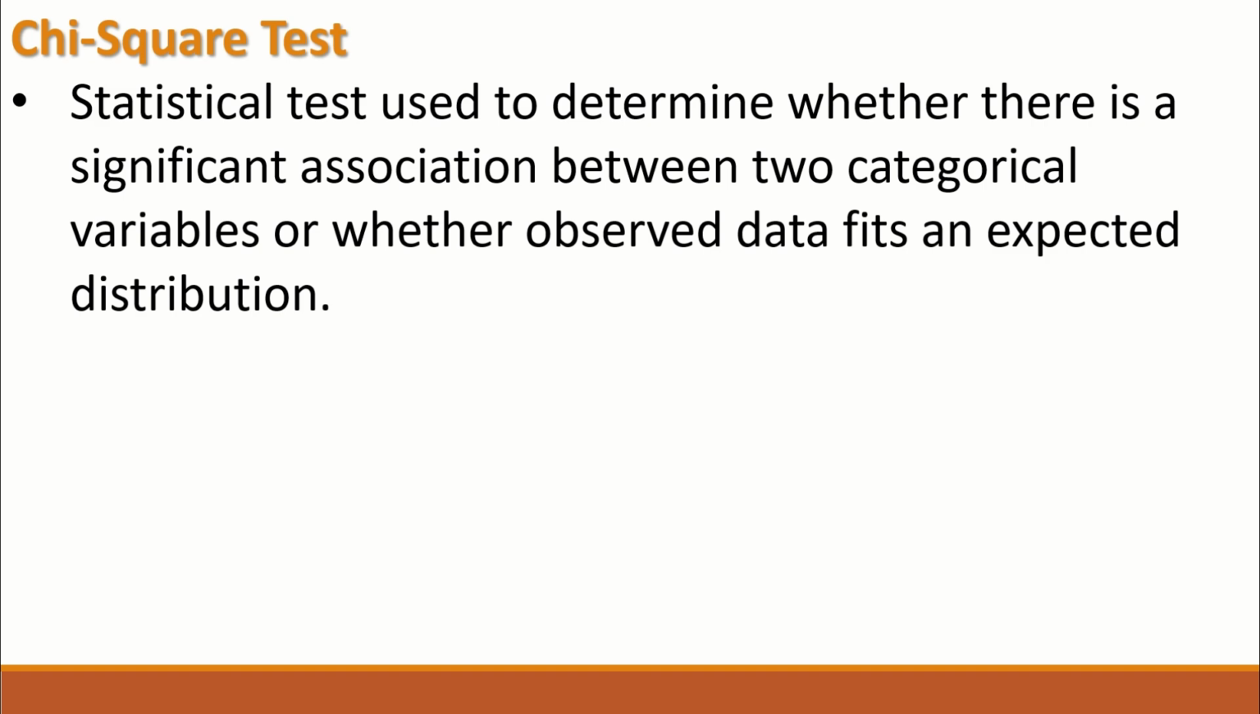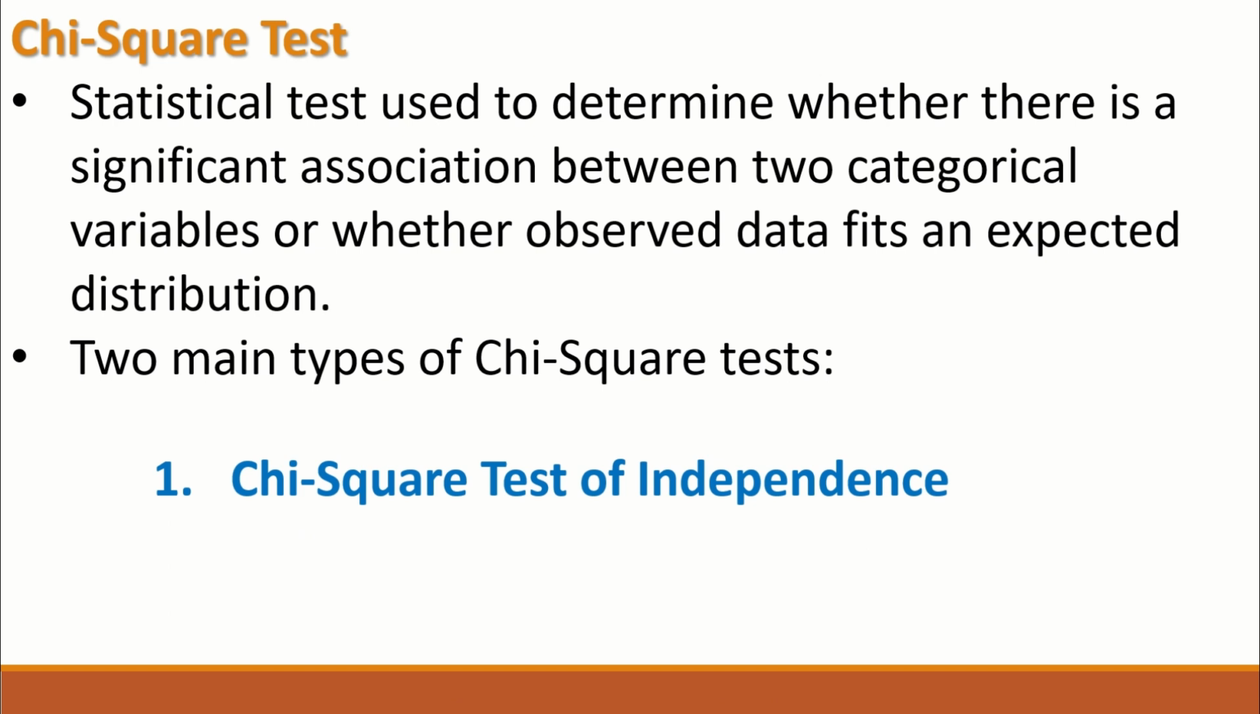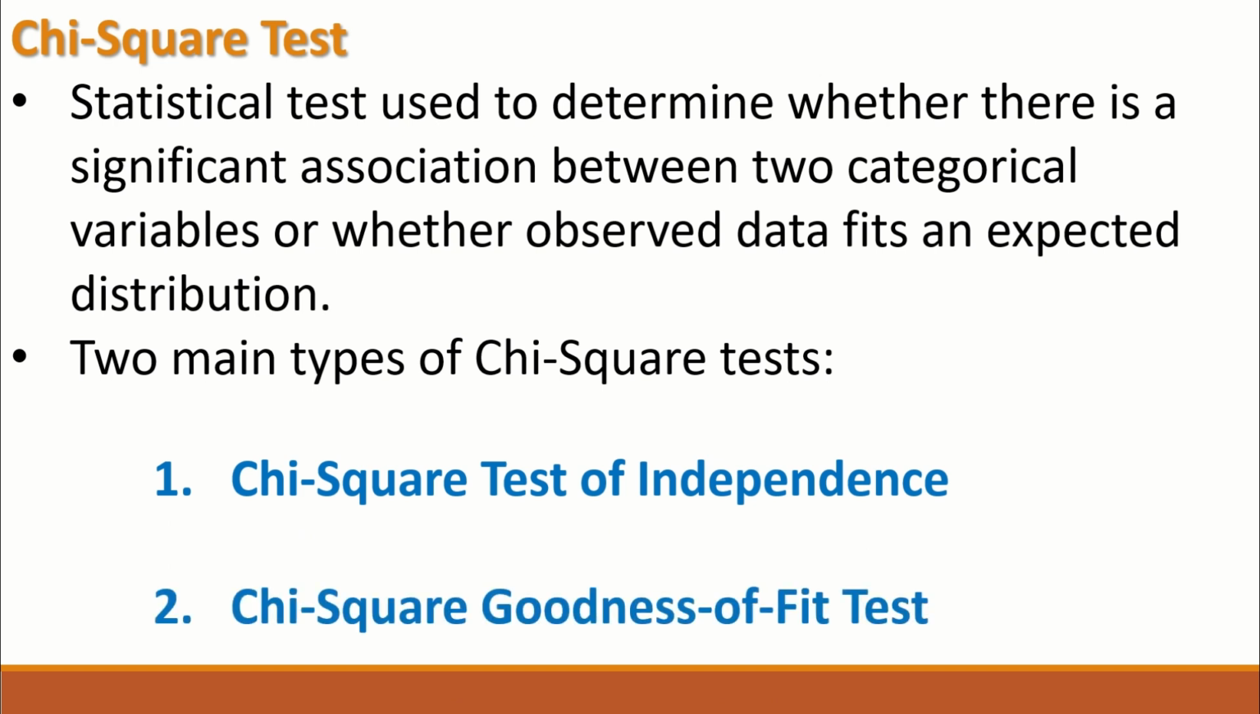Chi-square test is a statistical method that can be used to determine whether there is a significant association between two categorical variables, or whether an observed data fits an expected distribution. So there are two main types of chi-square test. The first one is the chi-square test of independence. The second test is the chi-square goodness of fit test.